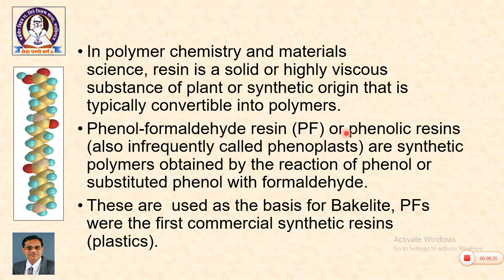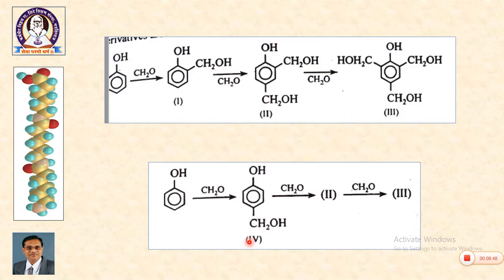Phenol formaldehyde resin or phenolic resins are synthetic polymers obtained by the reaction of phenol or substituted phenol with formaldehyde. So, the starting materials are phenol and formaldehyde. These are used as the basis for bakelite. Phenol formaldehydes were the first commercial synthetic resins used in the industry.